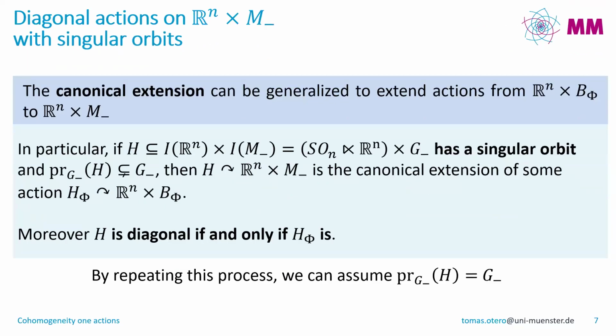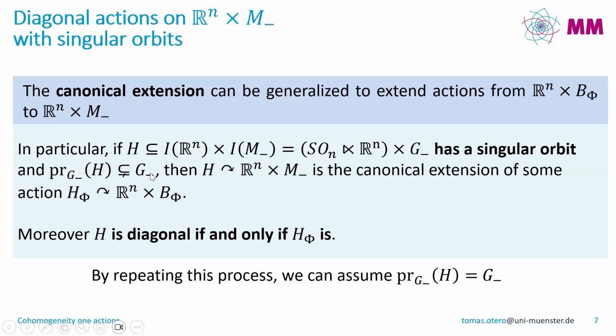For actions with singular orbits, you can again make use of this extension from lower rank, with a slightly different flavor. The same way you extend actions from a boundary component to the whole symmetric space of non-compact type M minus, you can easily do it from Rn times B phi to Rn times M minus. This just adds the same subalgebras as before, and you extend the action the same way as before.